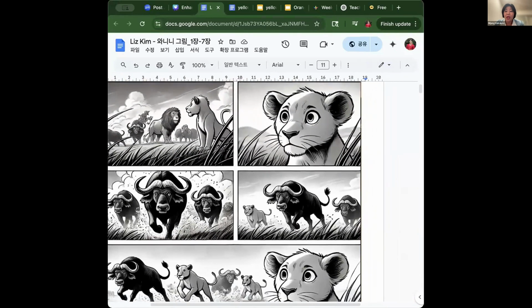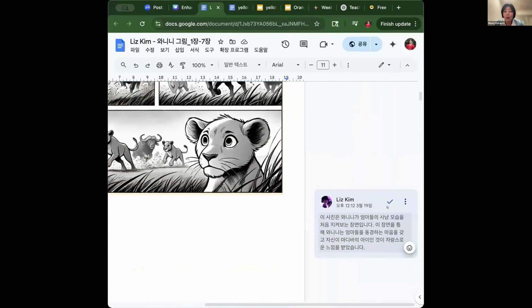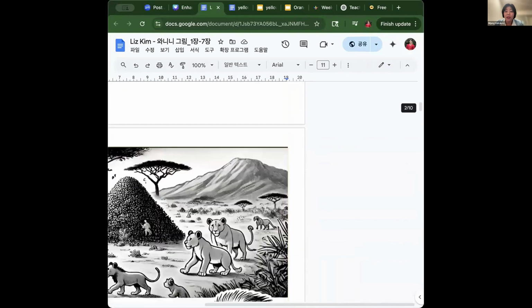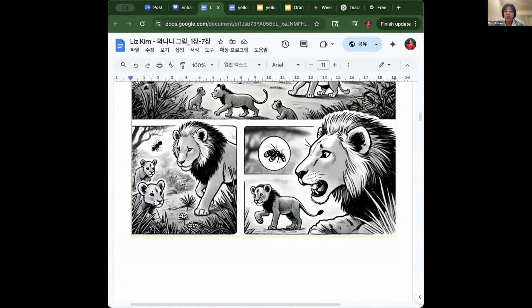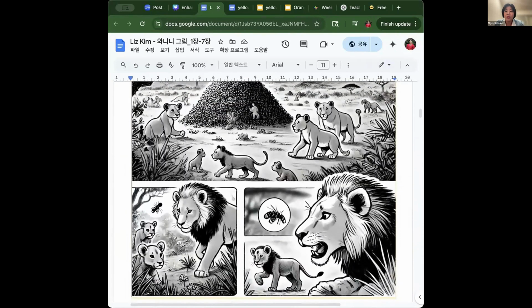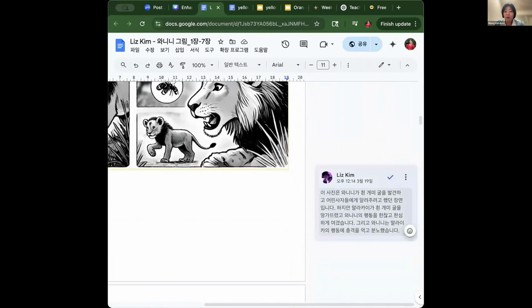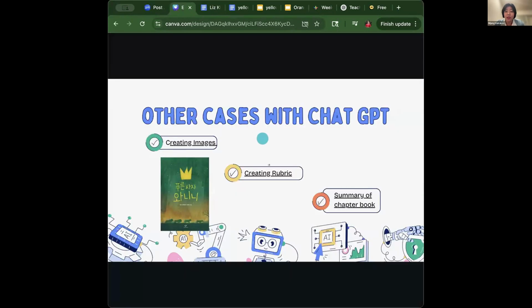They were asked to write what this moment is. Students need to write in Korean, and if it's right, I give a tick mark. This one is about the second chapter, and they need to remember what the moment in this image refers to. Then the students mention what it was all about. That's how I use ChatGPT for creating images, and also for creating the rubric.